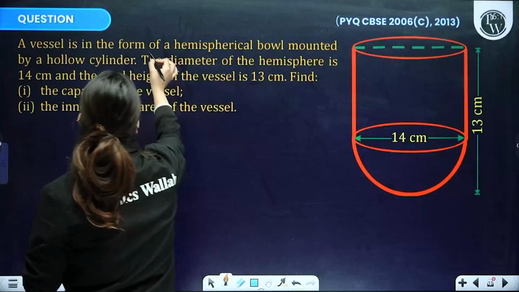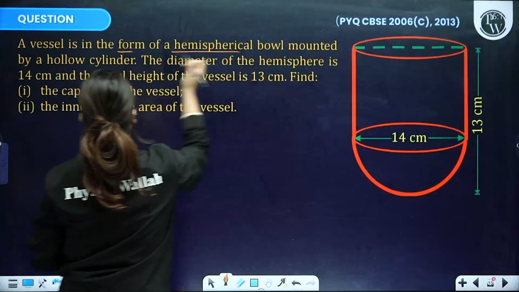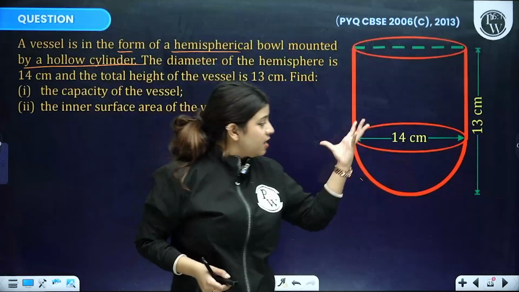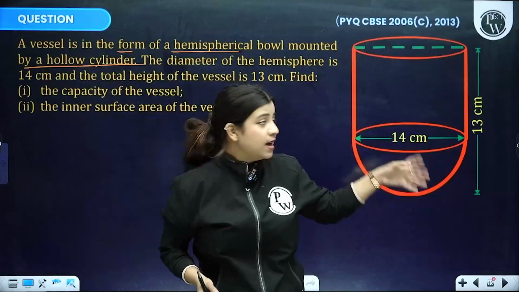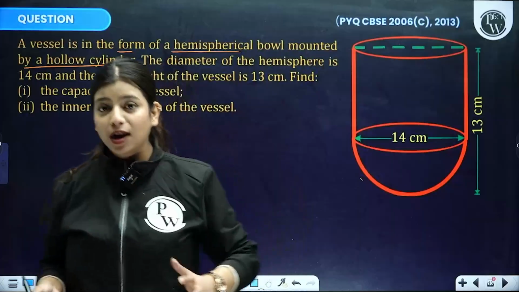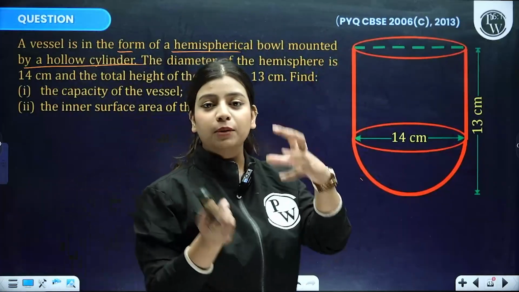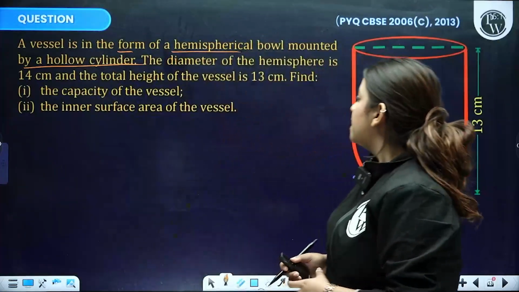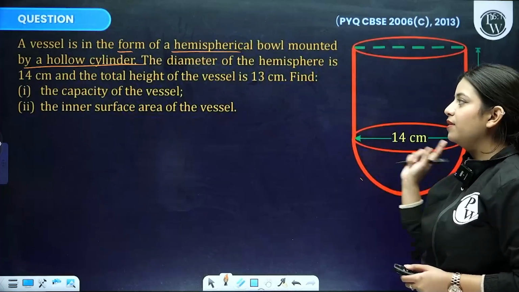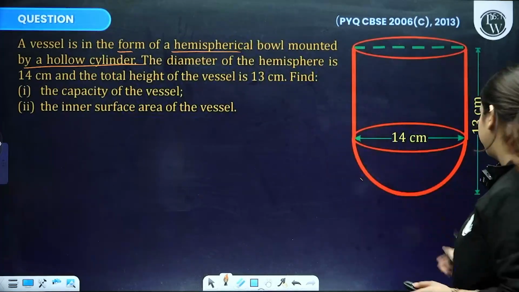So it says a vessel is in the form of a hemispherical bowl mounted by a hollow cylinder. So basically this is the vessel which has a hemispherical end, and on that hemisphere there is a particular cylinder which is mounted. Now what does mounted mean over here? That means on it. Right? So basically the diameter of the hemisphere is given, the height of the vessel is given, and we have to find the capacity and the inner surface area.